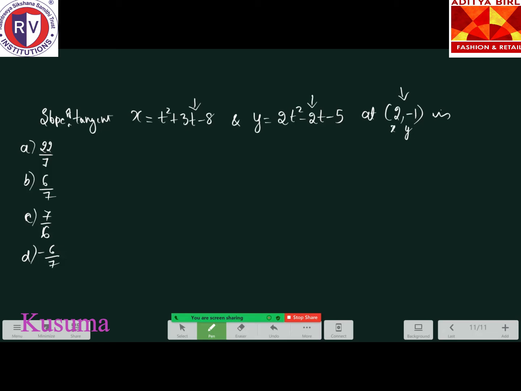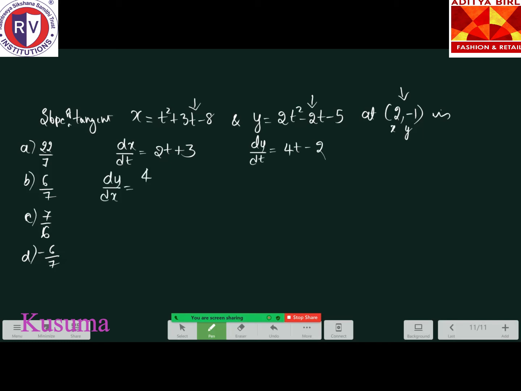Okay, first let us find out dy by dx here. Let us differentiate this with respect to t. If we find dx by dt, we get 2t plus 3. Right? So what is dy by dt then? dy by dt will be 4t minus 2. Yes. So what about dy by dx now?